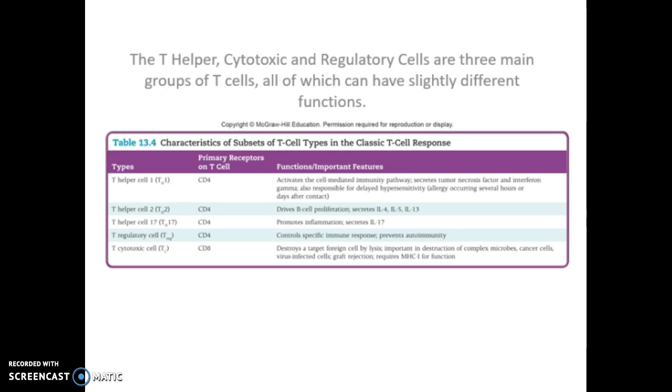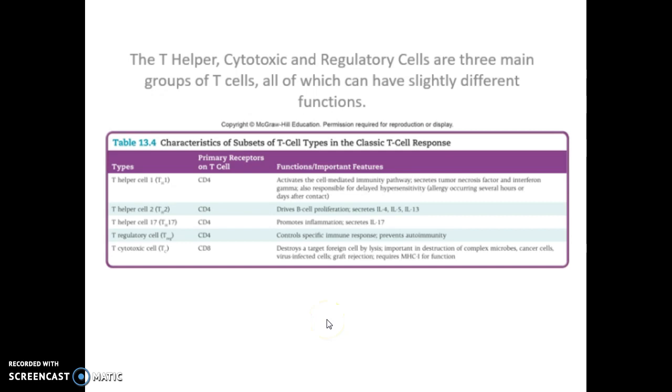B cells are going to be classified as the humoral immune response, the humoral component of the third line of defense. And I may not have mentioned that, but it's humoral and cellular. Humoral is going to be B cells. Cellular, even though B cells are cells, the cellular component of the third line is going to be T cells.